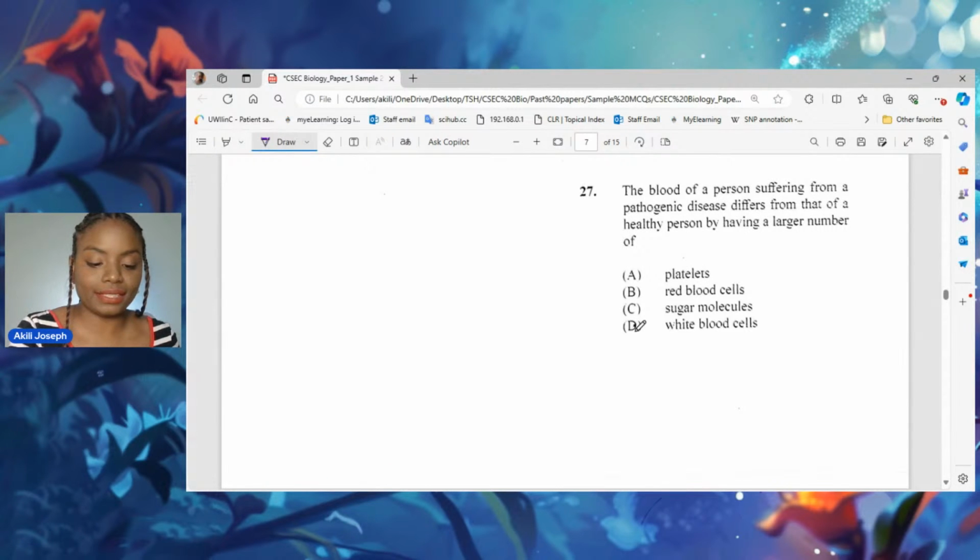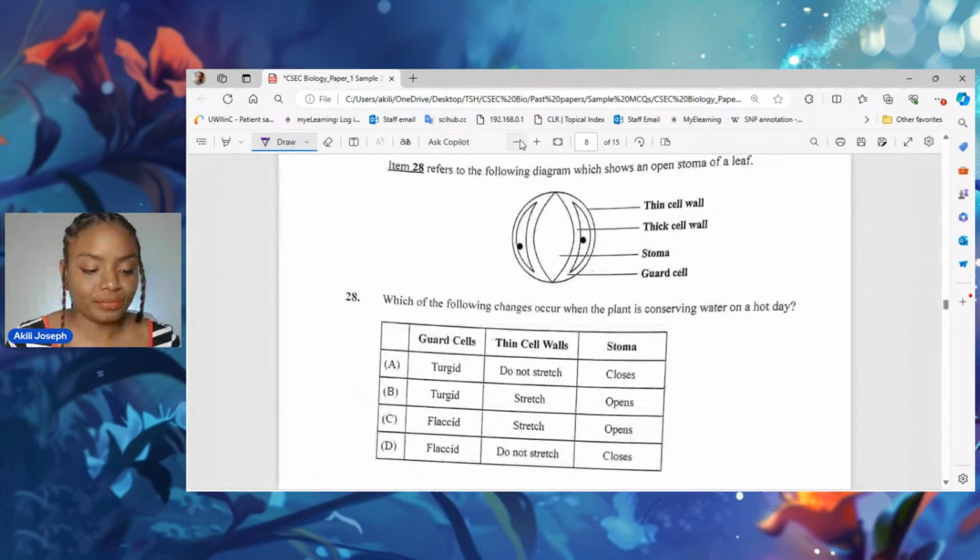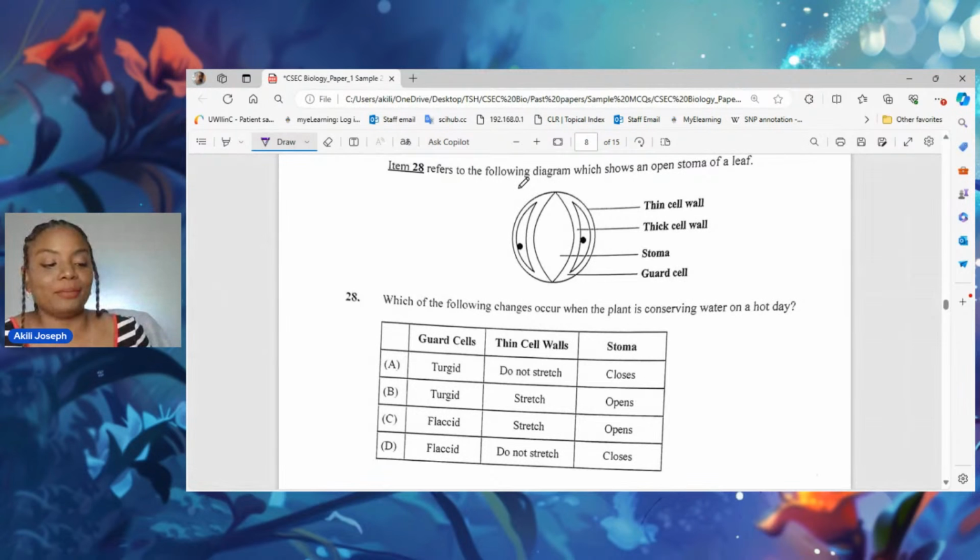Your white blood cells are your body's defense mechanism. So when you have your pathogens, your microorganisms that cause disease, you want your white blood cells on the scene to bring about a response. The zoom in, zoom out dynamic.